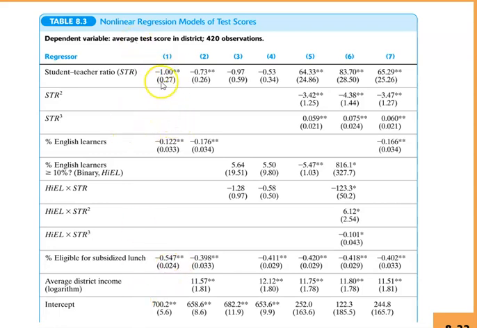So you can see that the coefficient of student-teacher ratio is significant at the 5% level of significance, so at the 1% level of significance actually over here, but it does not include any sort of non-linearities in this relationship, and also does not have any sort of interaction terms.